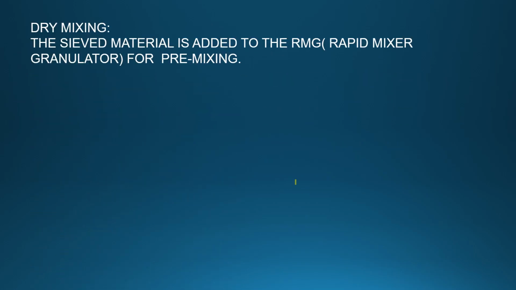Next step is dry mixing, or the pre-mixing stage. In this, the sieved material is added to the RMG, the rapid mixer granulator, for pre-mixing. A rapid mixer granulator is also known as a high shear mixer granulator.